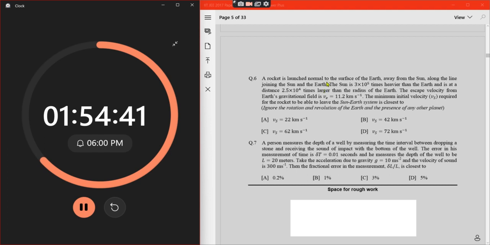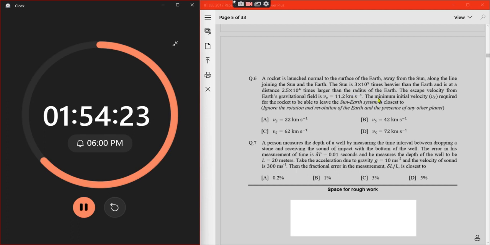Okay, and this distance is 25 times 10 power 3 times larger than the radius of Earth. So the distance is just 25 times 10 power 3 R, where capital R is just the radius of Earth. The escape velocity from the Earth's gravitational field is this thing.